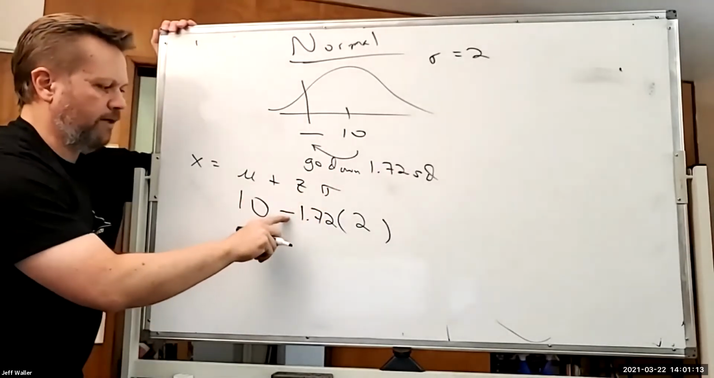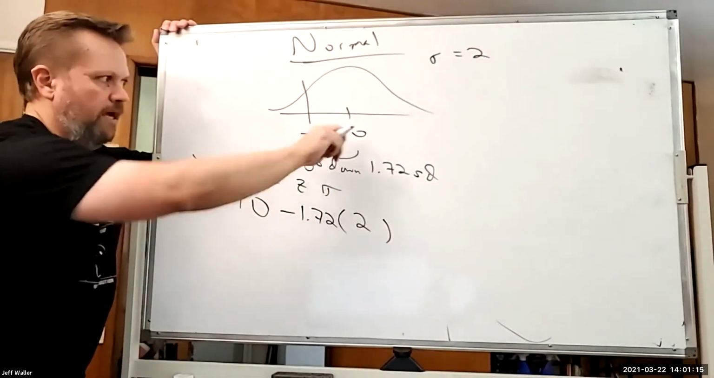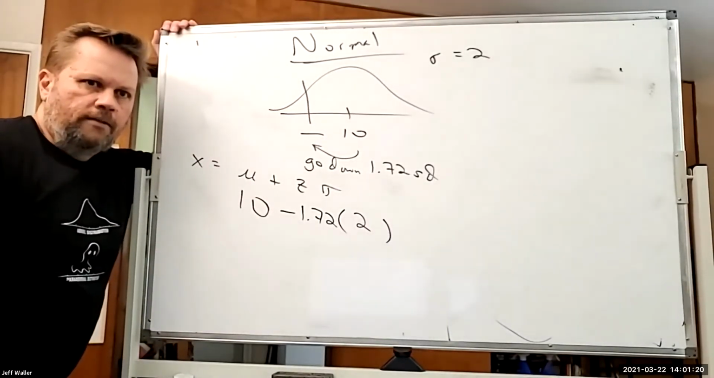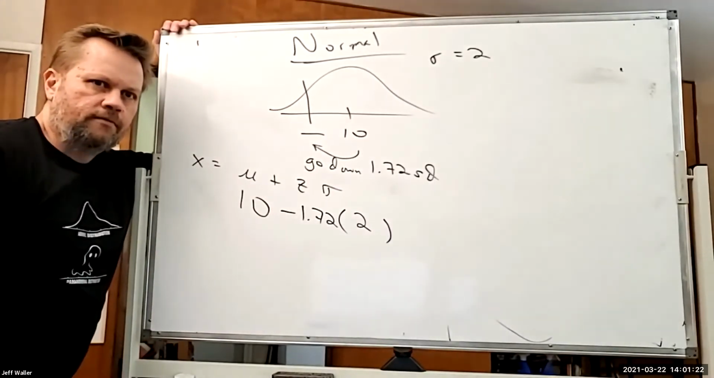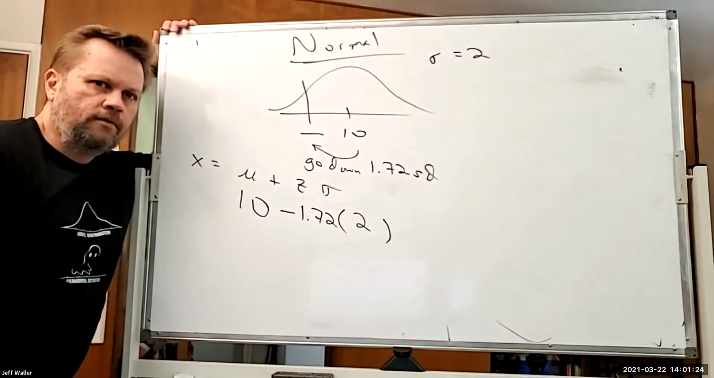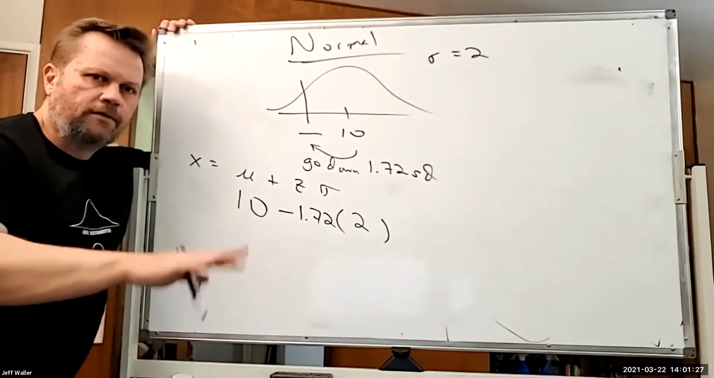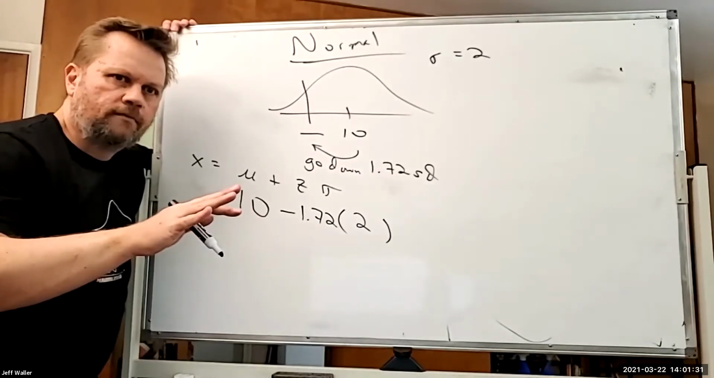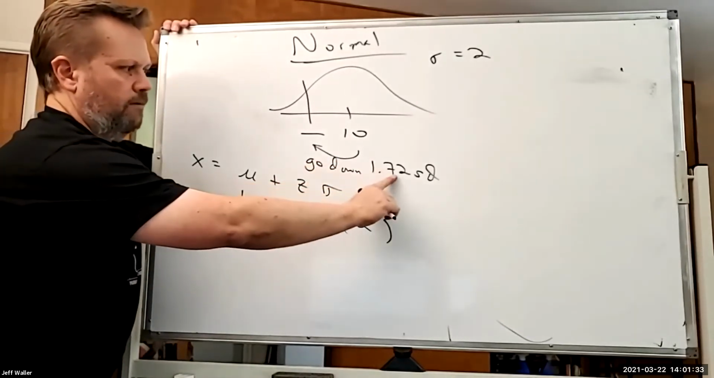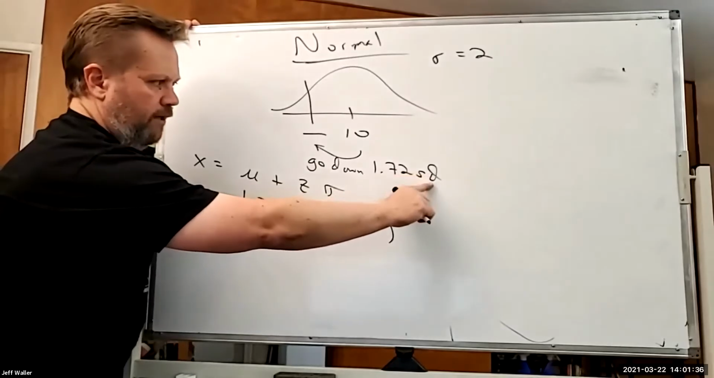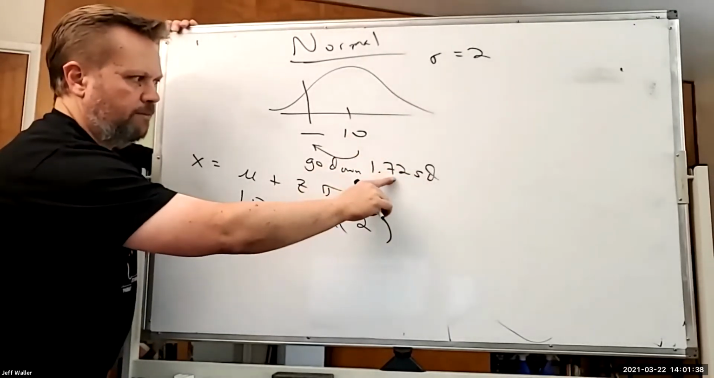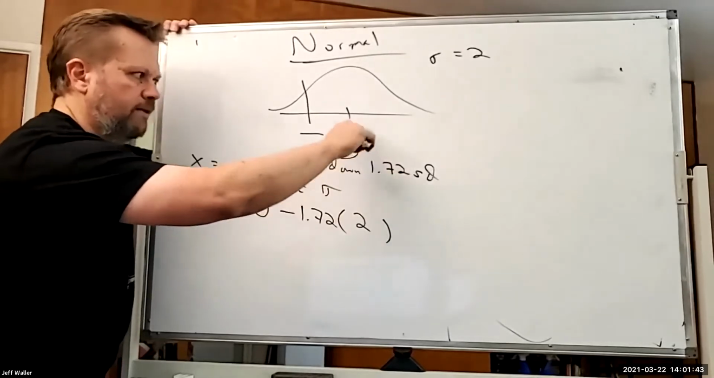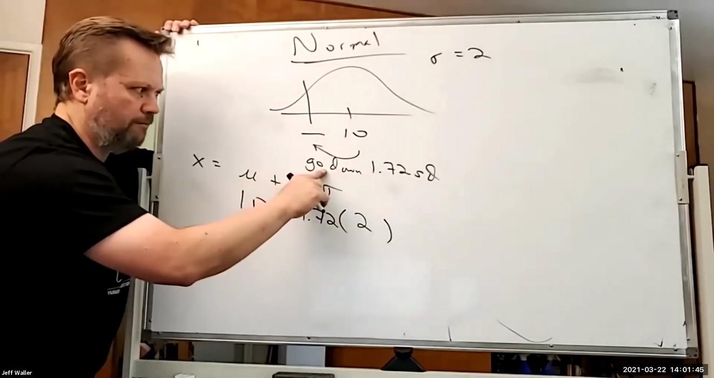And some of you are like, well, why is that minus? Because the z-score would be negative here, because I'm going down. Let me stop for a minute. You guys okay with that? Why is that a z-score? Because the z-score is the number of standard deviations away from the mean. That's exactly what 1.72 is. That's why that's the z-score. Why is it negative? Because I'm going down.